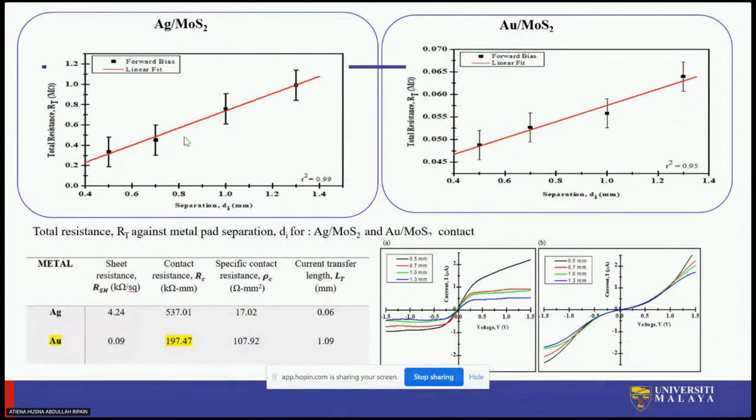The IV curve shown here is a nearly symmetric and non-linear IV characteristic. From the IV curve, we can obtain the total resistance. It is just the reciprocal of the gradient of the IV curve. So from the table, we can say that the contact resistance for gold is much lower than the silver. The value is around 197.7. But bear in mind that the unit is in kilo-ohm millimeter range, so the value is quite higher than previous work.